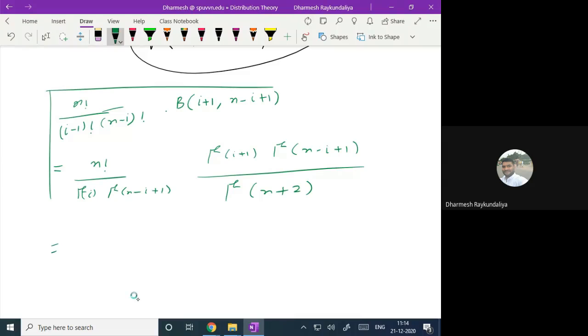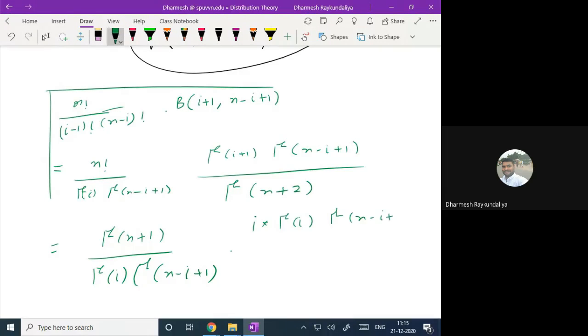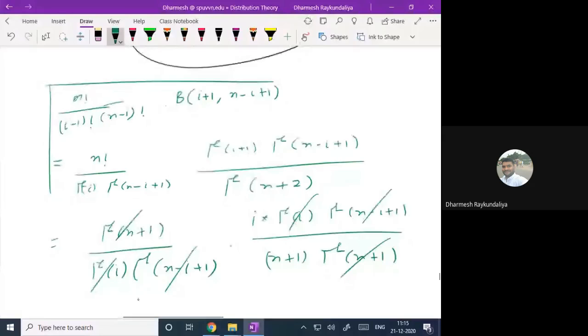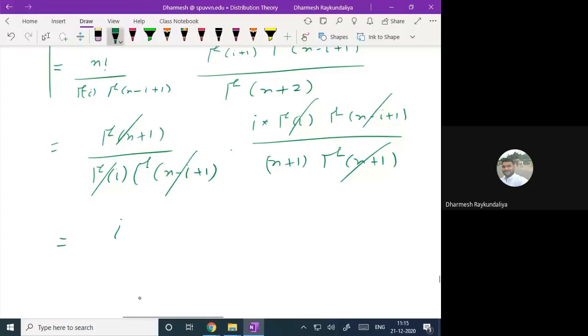Okay. So I can write this as gamma n plus 1, this is gamma i, this is gamma n minus i plus 1, into this is i into gamma i, because gamma i plus 1 is nothing but i into gamma i. This is gamma n minus i plus 1, and this I can write is n plus 1 gamma n plus 1. So this cancels out with this, and this will cancel out with this. So बचा क्या? The last you can have remained, it is i upon n plus 1. So this is nothing but expectation of ui.